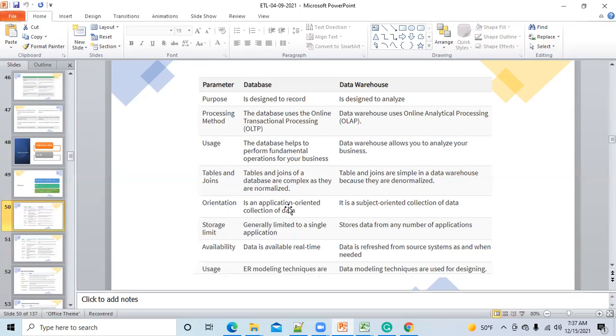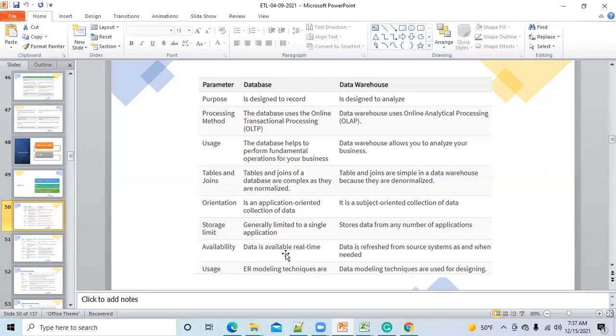Orientation: a database is an application oriented collection of data, while a data warehouse is a subject oriented collection of data. Why I mentioned application oriented is because here, for a particular application, we are loading all the data. But this is subject oriented. We have an agenda here that I want the total data of revenues or assets or whatever it may be. Storage limit, I think we have discussed: this is limited. There's no limitation here. You can have data from n number of applications, and this is very huge.